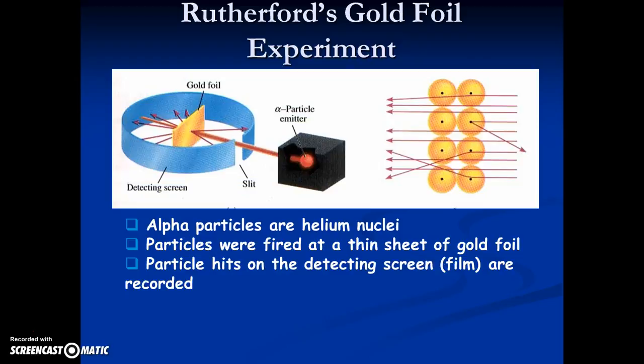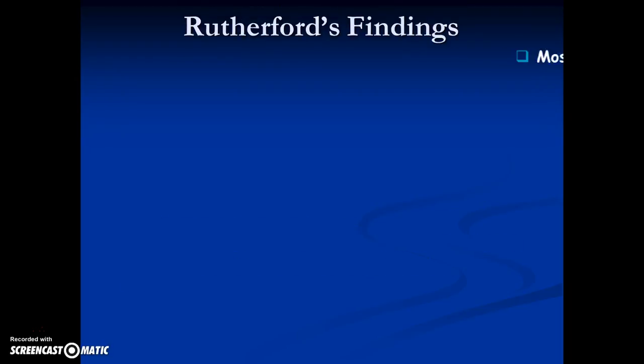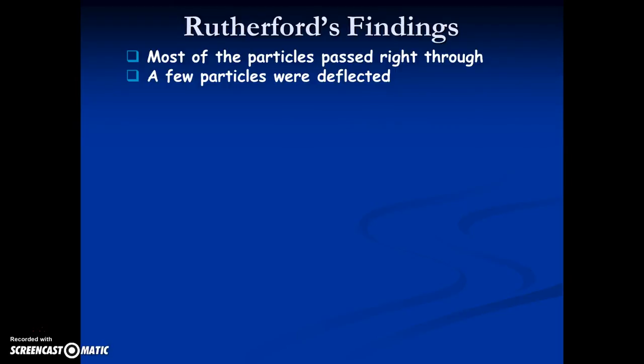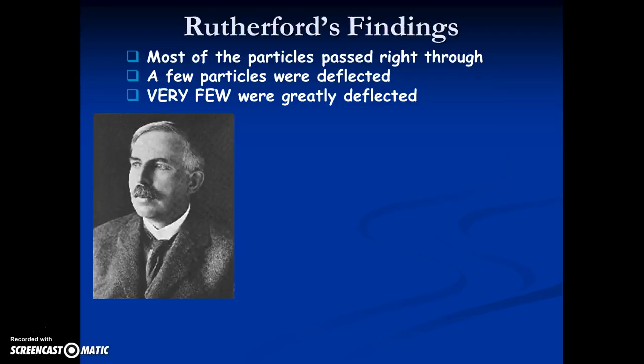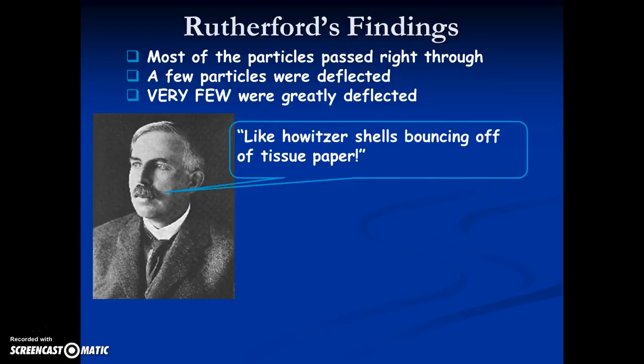And so this is a little description here of what was actually going on in the experiment. So now Rutherford had to determine, if most of them went straight through the atom, but some of them were deflected, and very few of these particles were bounced straight back, he had to figure out what's in the atom. And Rutherford's quoted as saying at the time that it was pretty shocking. It's like firing a gun at a piece of tissue paper and having the bullets bounce straight back. You wouldn't expect that to happen, and this is what happened in his experiment.